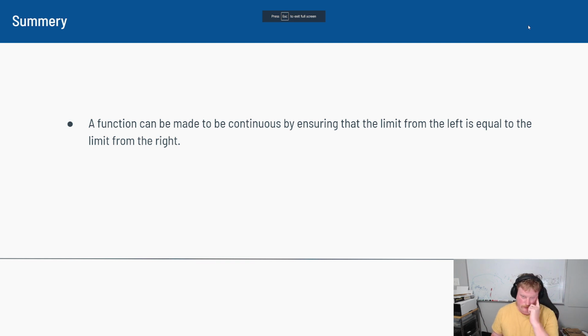So in quick summary, a function can be made to be continuous by ensuring that the limit from the left is equal to the limit from the right.